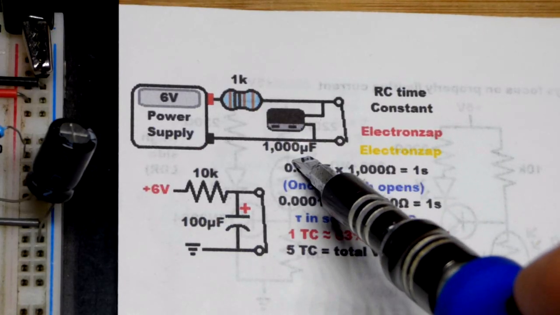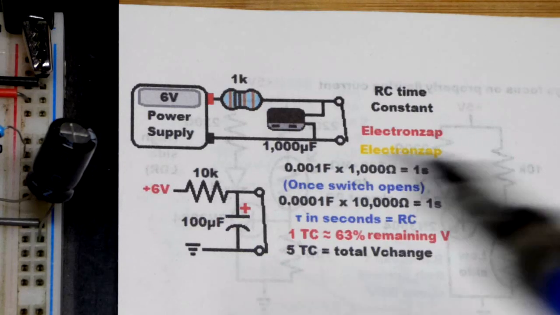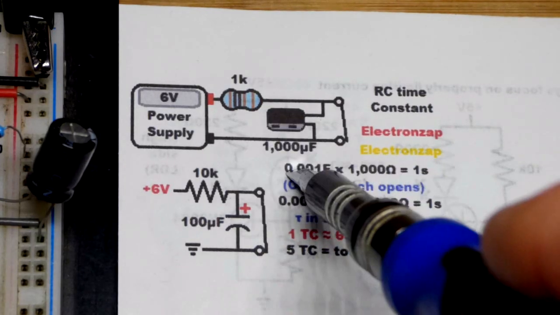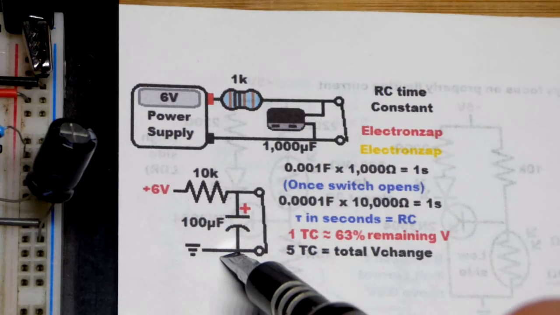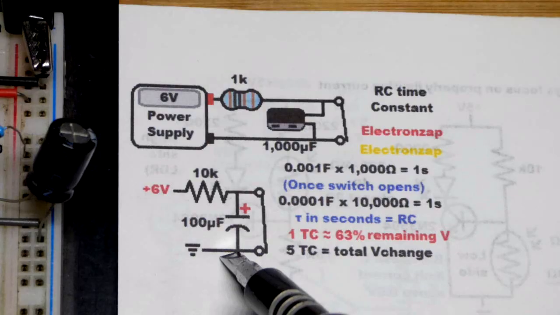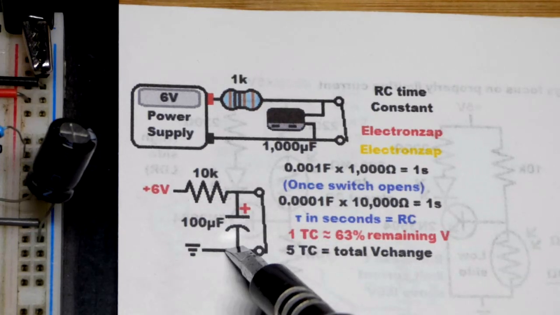But again, we got 1,000 microfarad. So that's 1/1000th of a farad, and then 1,000 ohms right there. So they work out to a second. You multiply them together. 1,000 times 1/1000ths, 0.001, equals 1. And then the same over here.